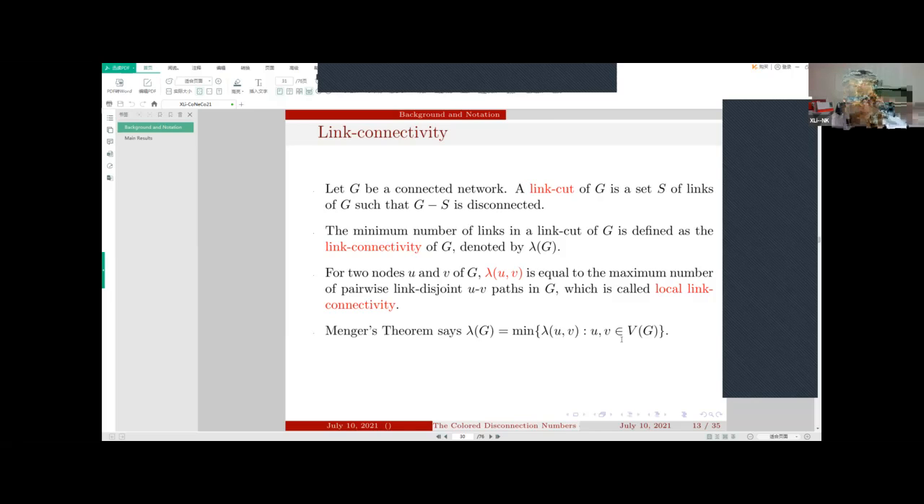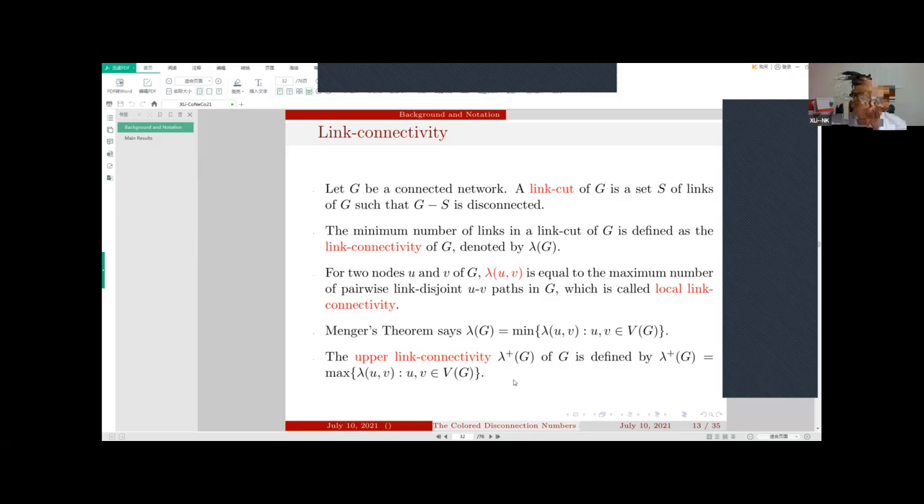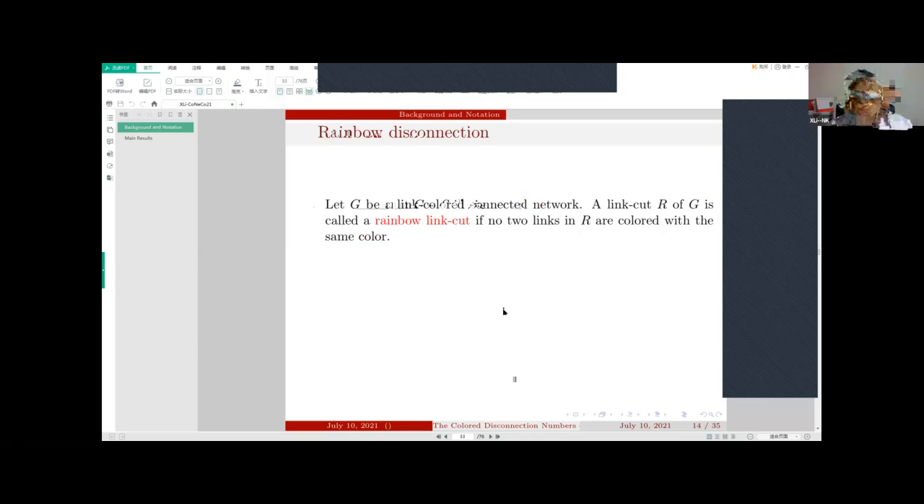Menger's theorem says that the link connectivity of the network is the minimum over all these local link connectivities. There is another parameter called the upper link connectivity, lambda plus, where you take the maximum among all the local link connectivities.